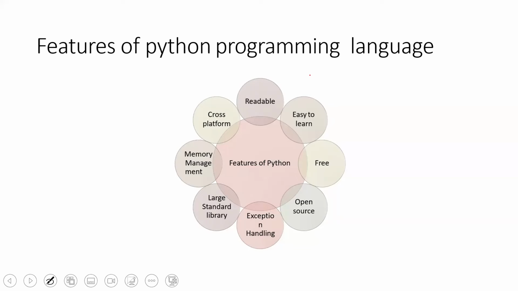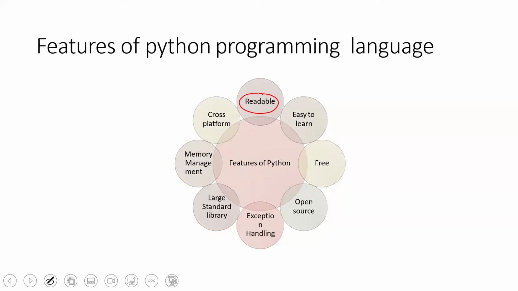So what is the first point? Readable. Readable means Python is a high level programming language. Have you discussed this part? High level language means we can easily read, write, and modify the syntax.